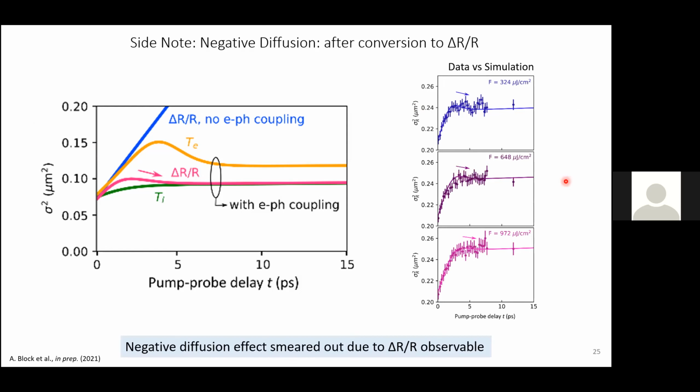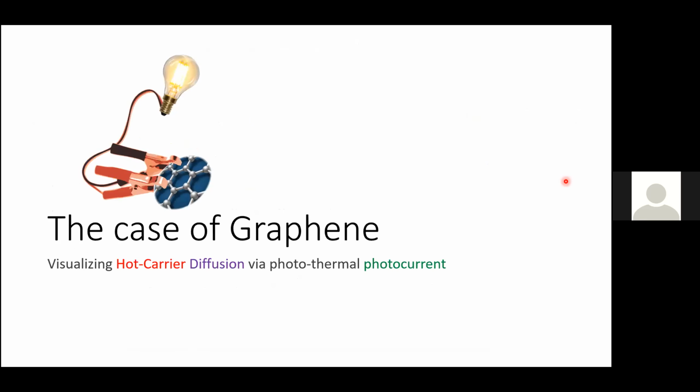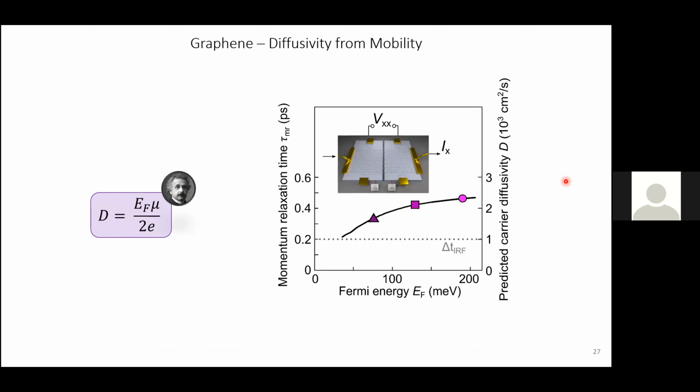Yeah, so this really gets smeared out when you go to our observable, but that doesn't mean that the effect is not real. With this, I'd like to come to the last part, which is graphene, finally a real two-dimensional material. And this time, the observable won't be the transient reflection. In fact, we're going to now go to photocurrent.